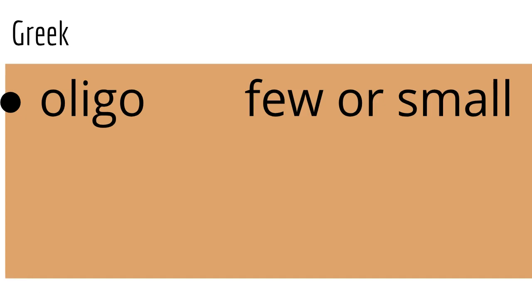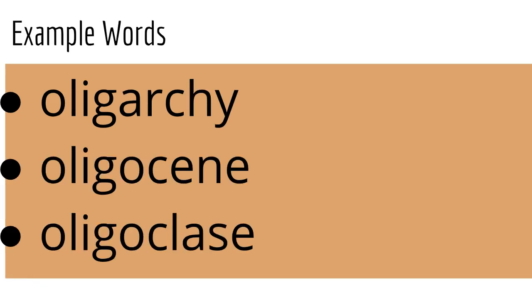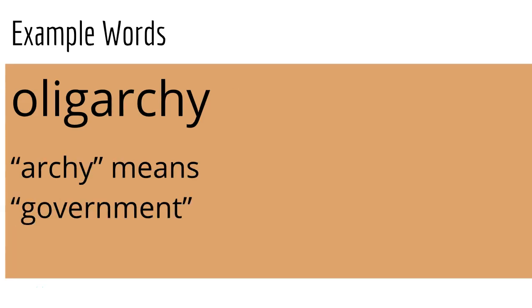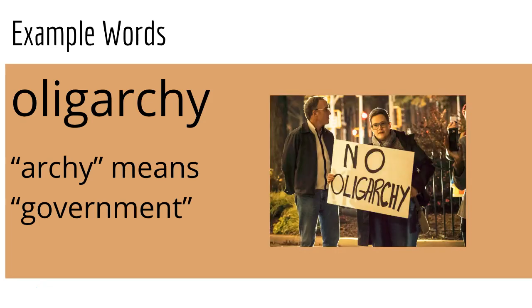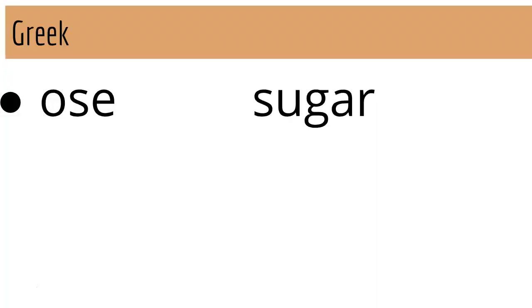It means few or small. This is where we get words like oligarchy, oligocene, and oligoclase. Definitely words that you're not going to use all the time. We're going to focus on oligarchy. Archy means government. So if you look at this word, it would mean governing by a few or a small group. So what you would have is one small group of people deciding what's best for everyone. That would be an oligarchy.